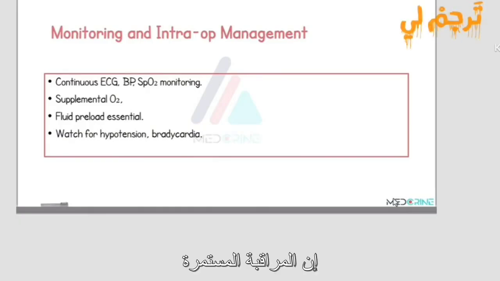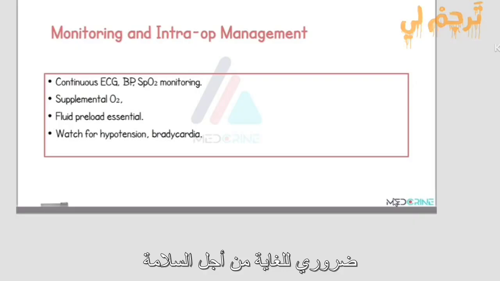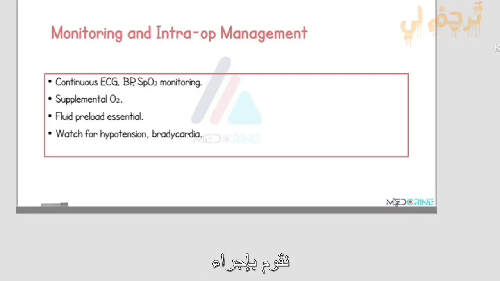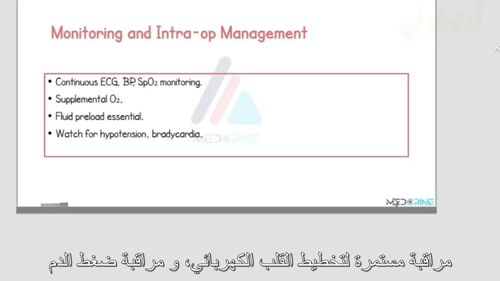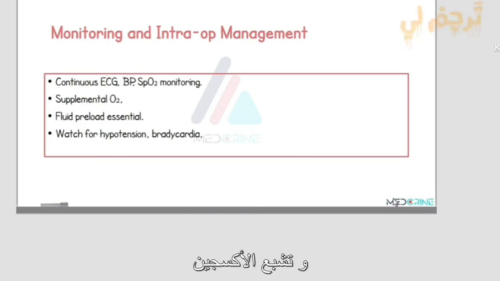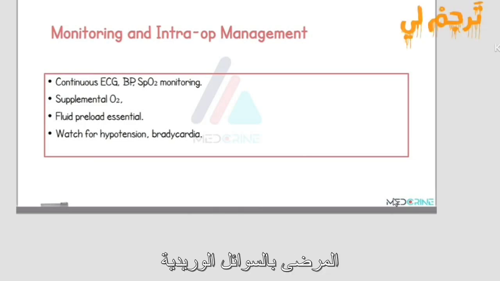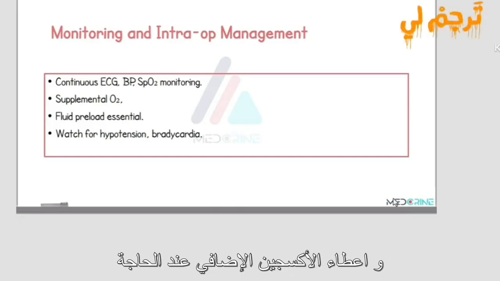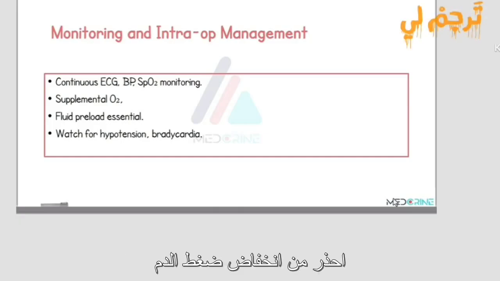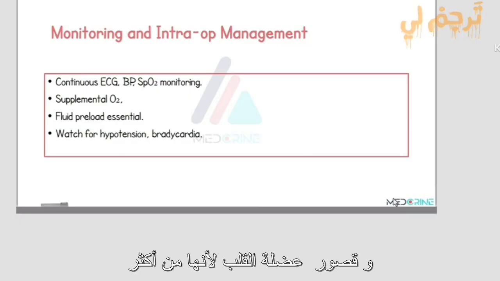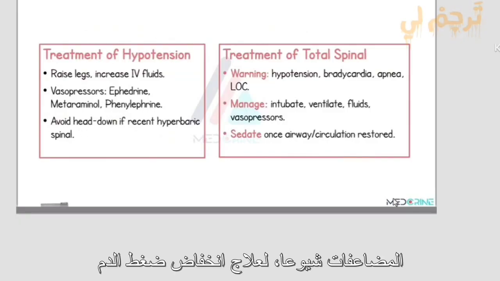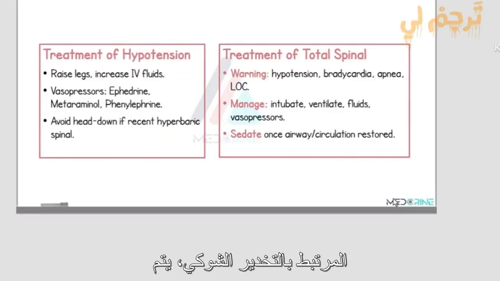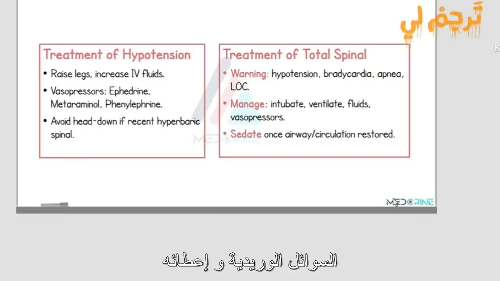Continuous monitoring of patients who are under spinal anesthesia is quite essential for their safety and effectiveness. We perform continuous electrocardiogram monitoring, blood pressure, and oxygen saturation monitoring. Always preload these patients with intravenous fluids and consider supplemental oxygenation when needed. Watch out for hypotension and bradycardia, as these are the most common complications. To treat hypotension associated with spinal anesthesia, you elevate the patient's legs, increase the intravenous fluids, and administer vasopressors, for example, ephedrine, metaraminol, or phenylephrine.